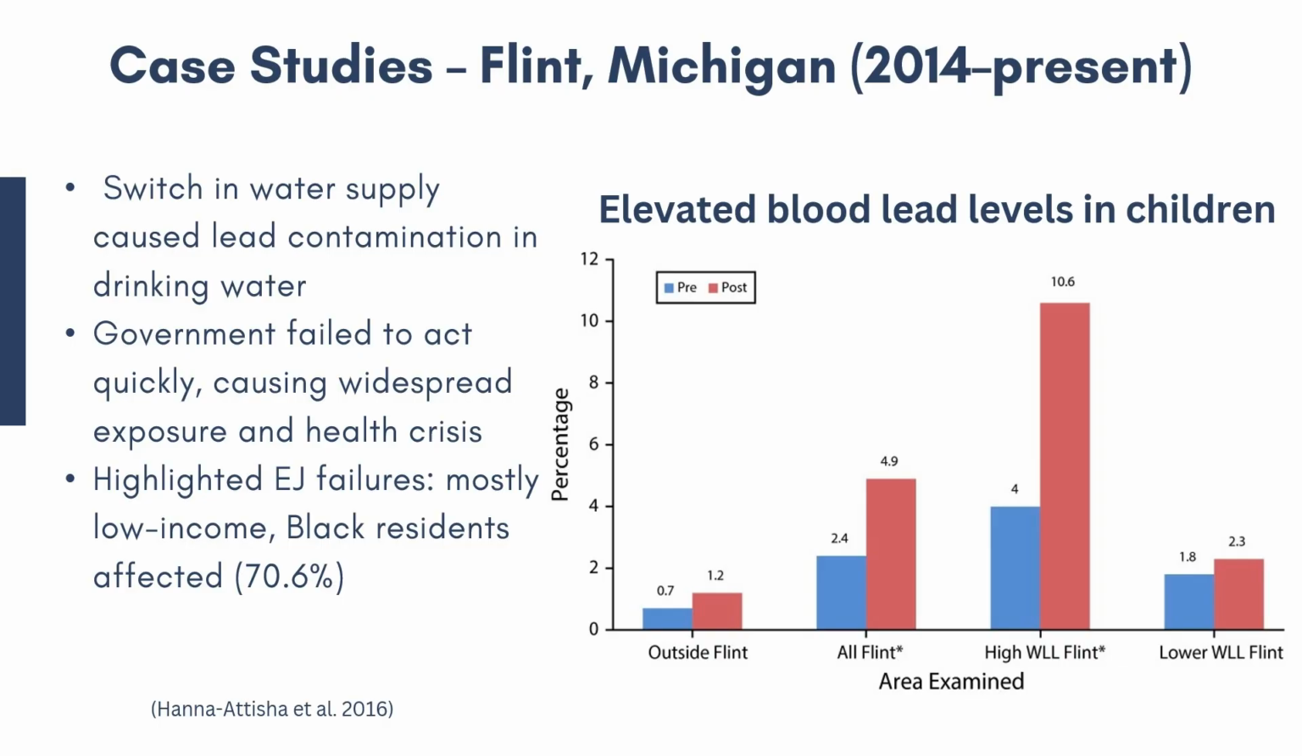Next, we have Flint, Michigan. In Flint, the city switched its water source but didn't use any corrosion controls. That allowed lead from old pipes to leach directly into their drinking water supply.